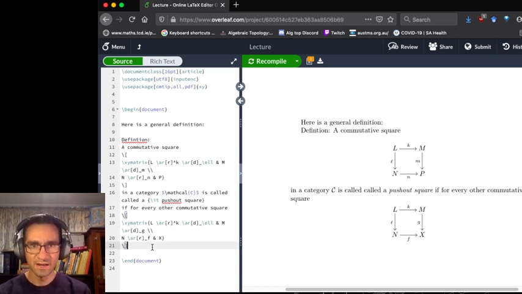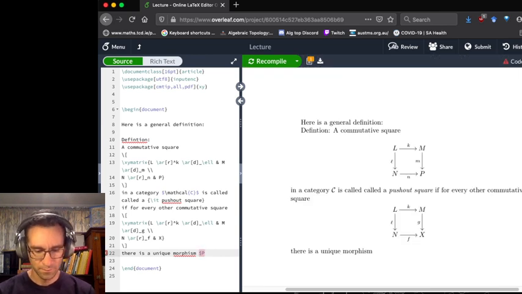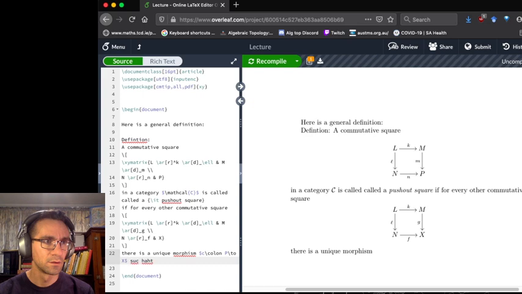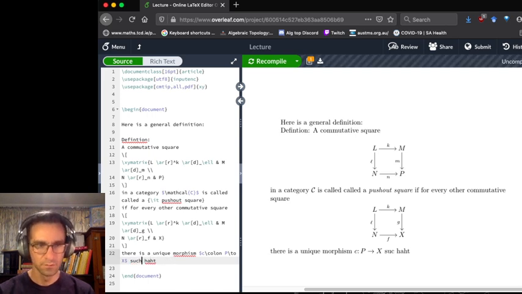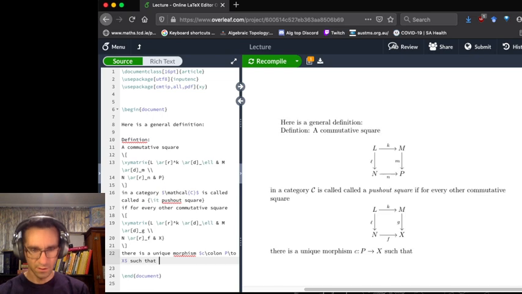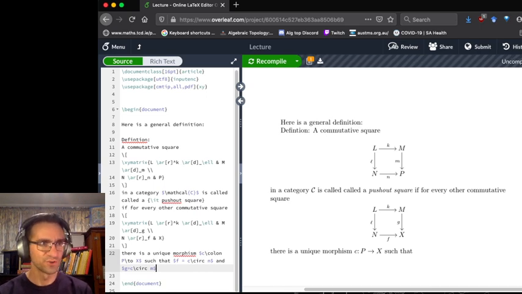Okay, so given any other pushout, any other commutative square, there's a unique morphism, what do I want to call it? C. Yep. Thank you. Such that I have two equations, namely that F is C composed with N and G is C composed with M. So you can draw these as commutative triangles, but I'm not going to do that right now.